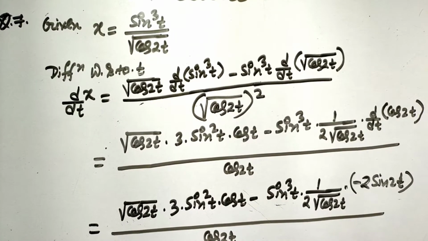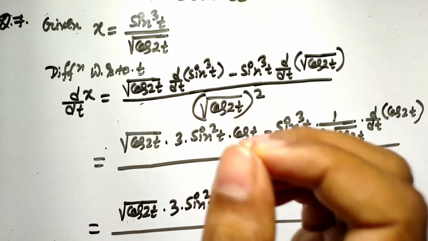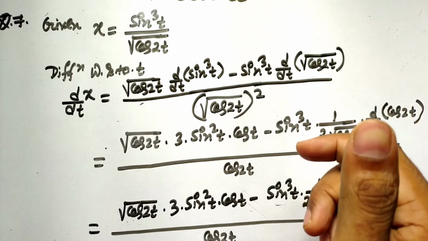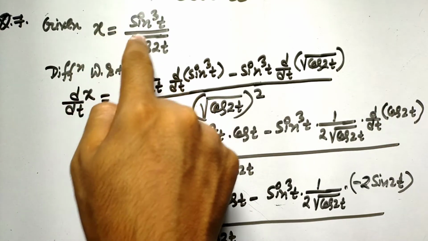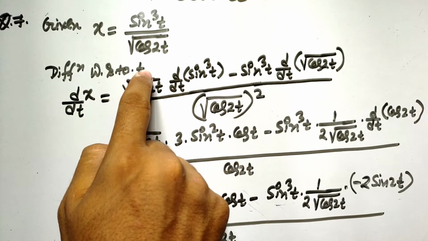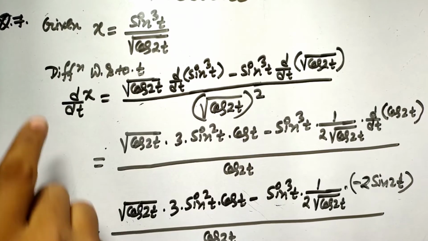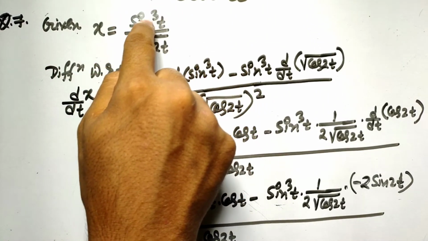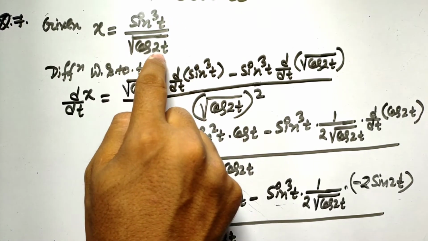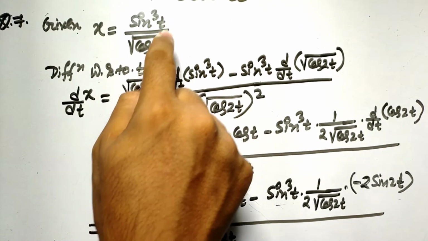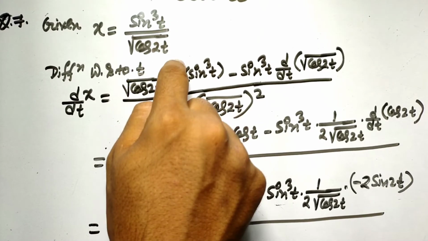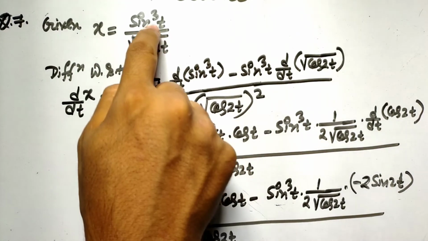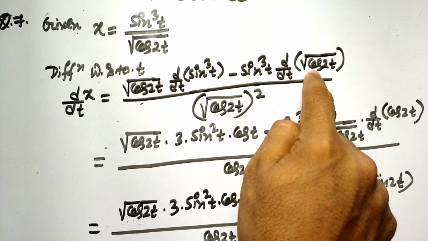Next, what's your first target? From the first equation you have to find dx dt, and from the second equation you have to find dy dt. So I have written the first equation here. Differentiating with respect to t, because t is your parameter, dx dt equals d dt of this. So consider sin cube t as u and root under cos 2t as v. So you can use the division rule for the derivative: v into derivative of u minus u into derivative of v, divided by v square.